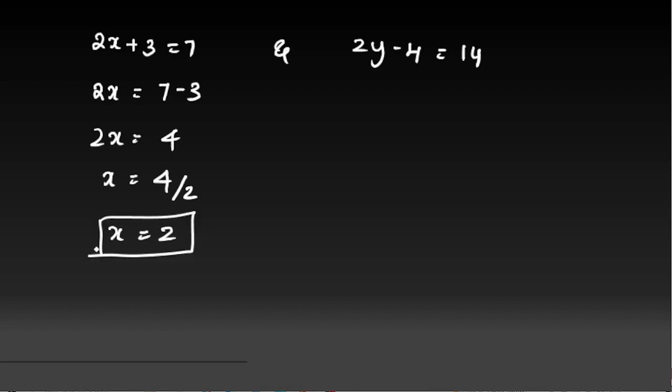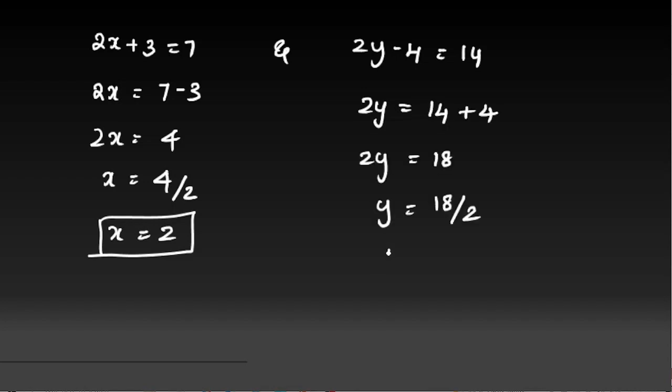Now what is the value of y? 2y is equal to 14 plus 4. So 2y is equal to 18, y is equal to 18 by 2, y is equal to 9. That is, 2 nines are 18, right? So your x value you found and your y value you found. x is equal to 2 and y is equal to 9. That is what we need to find. Clear? Okay.